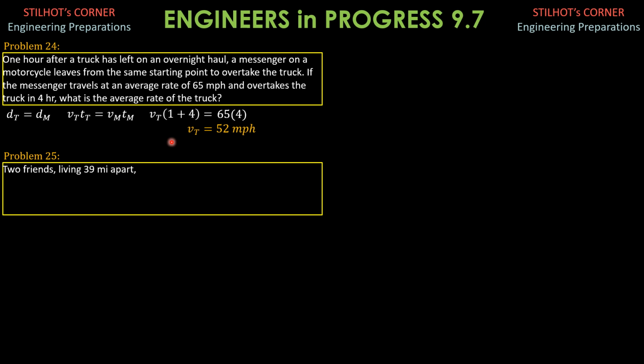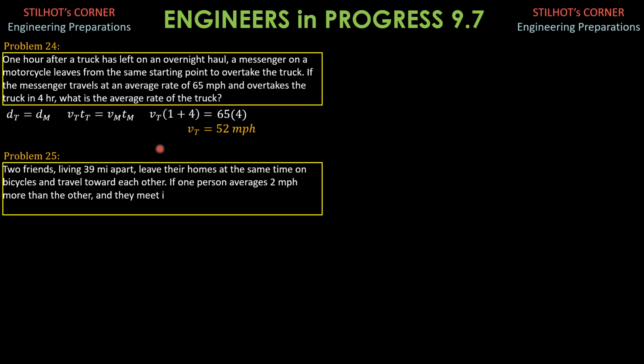26. Two friends living 39 miles apart leave their homes at the same time on bicycles and travel towards each other. If one person averages 2 miles per hour more than the other and they meet in 1.5 hours, what is each person's average rate of cycling? So their distance would be equal to 39, and that's the sum of their distances. They only have different rates or speeds, but the travel time is the same, 1.5.